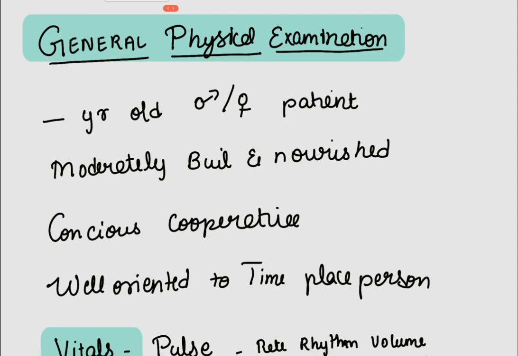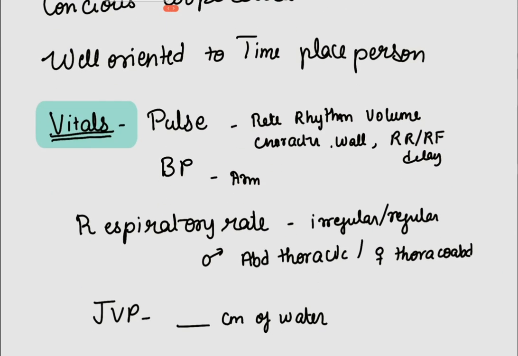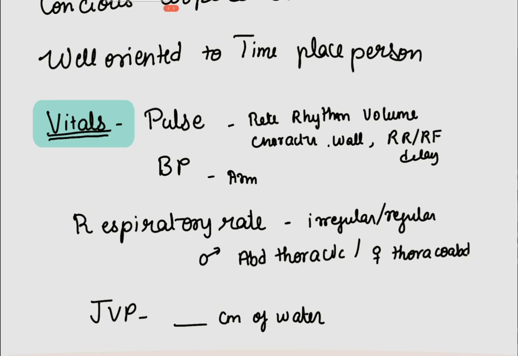To begin with, general physical examination. Let's start like: a 50-year-old male patient, moderately built, nourished, conscious, cooperative, well oriented to time, place, person. And make sure you begin with the vitals, wherein you mention in detail about pulse, for example, rate, rhythm, volume, character, wall thickening, any radio-radial or radio-femoral delay, and make sure you have taken the pulse value. Then next we have arm, BP, which arm, which position.